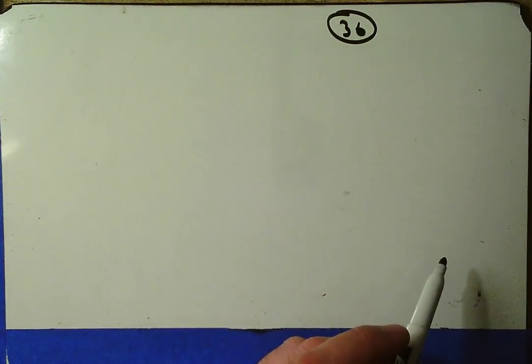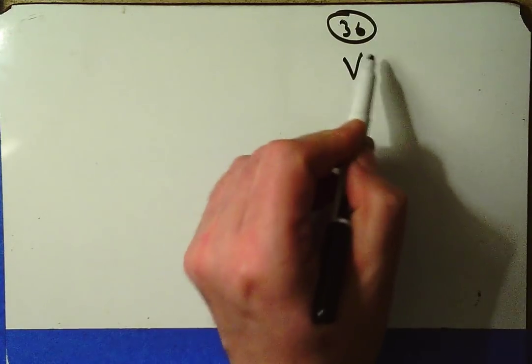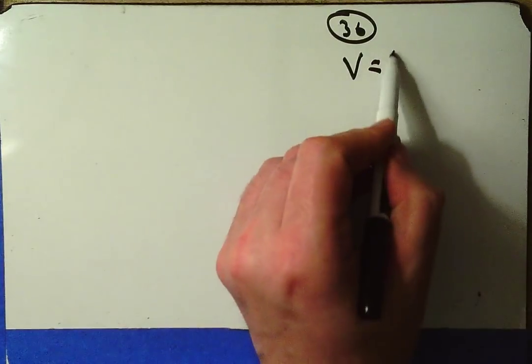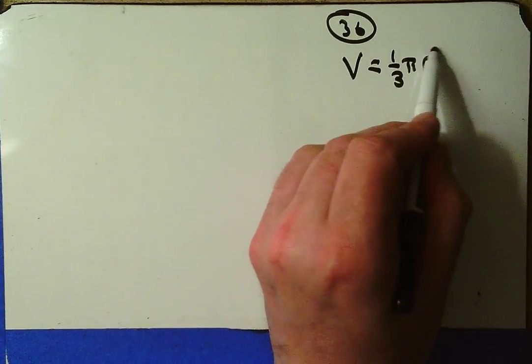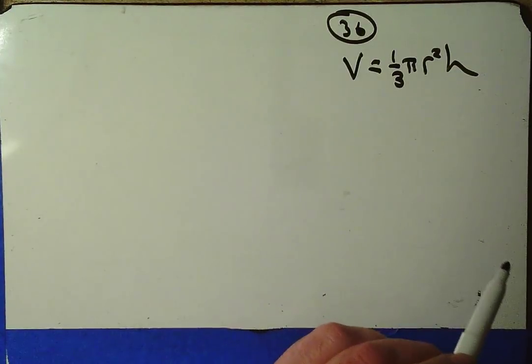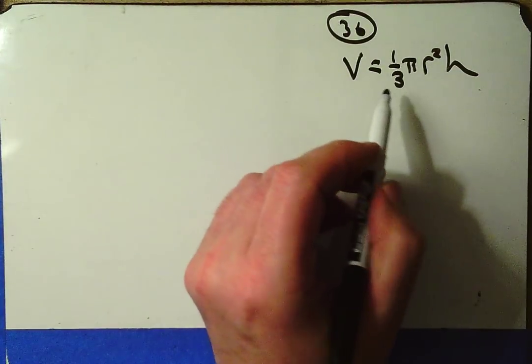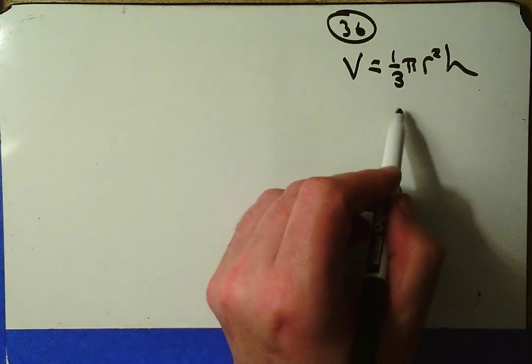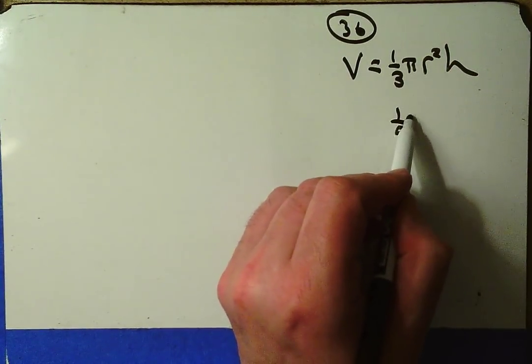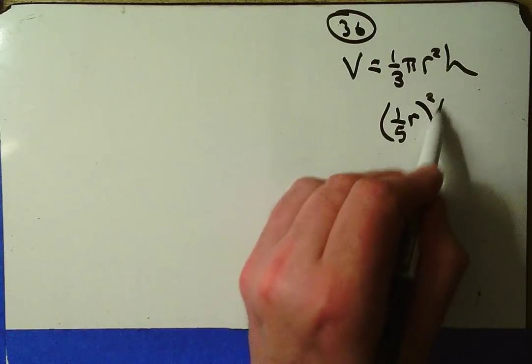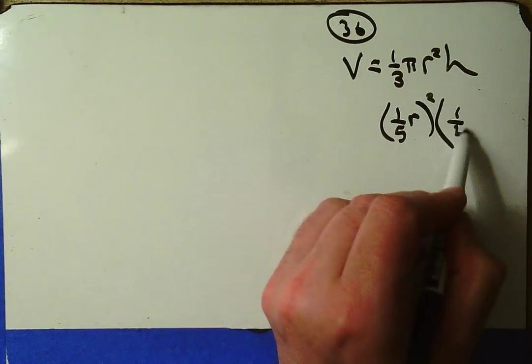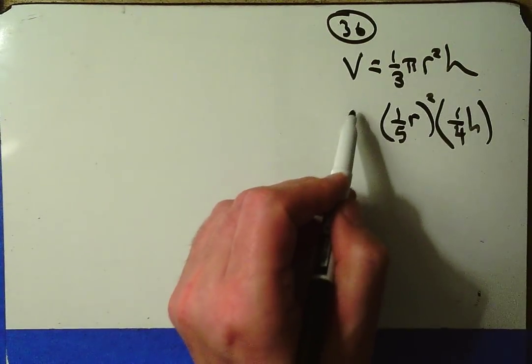The radius of a right circular cone is 1/5 the radius of this other right circular cone, and the height is 1/4 of the height of the other one. Well, I need to know that the volume of a cone is 1/3 pi r squared h to do this problem. And I know that one of the radii is 1/5 the radius of the other, and the height is 1/4 the height of the other.